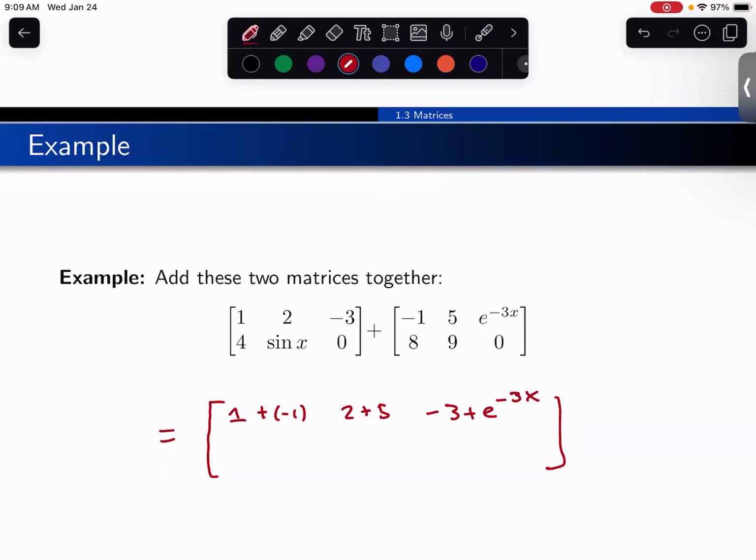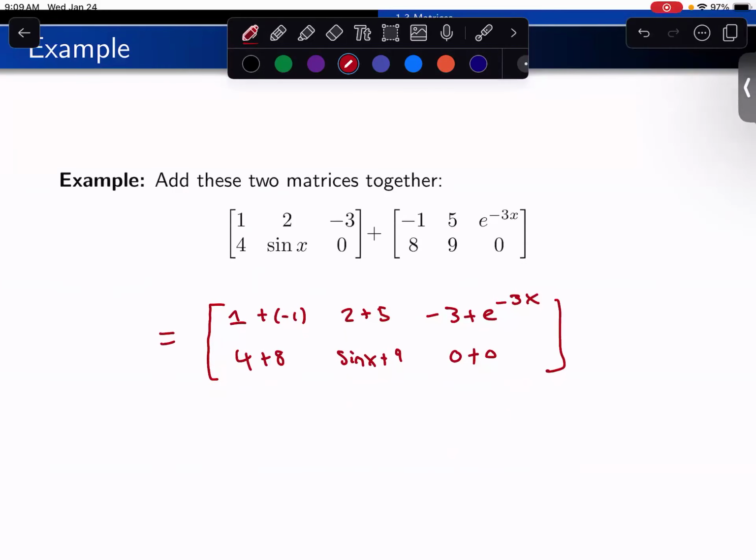And then so on. I'm not going to explain every single one, but I'll write it out like this. So the next one would be 4 plus 8. Then you have sine of x plus 9. And then the last entry would be 0 plus 0. So you're going to get another 2 by 3 matrix.